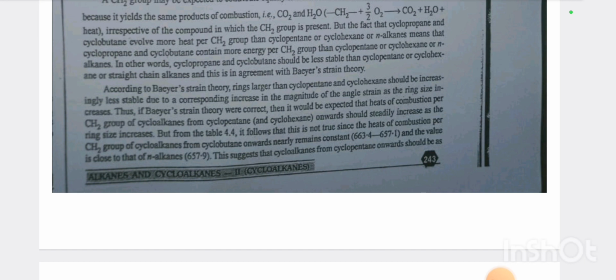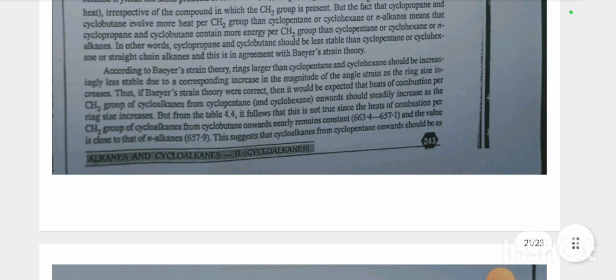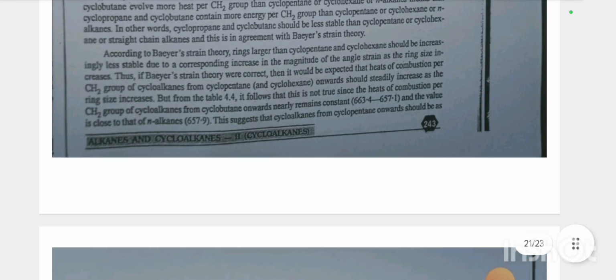According to Baeyer's strain theory, rings larger than cyclopentane and cyclohexane should be increasingly less stable due to a corresponding increase in the magnitude of angle strain as the ring size increases. Thus, if Baeyer's strain theory were correct, then it would be expected that the heat of combustion per CH2 group of cycloalkanes from cyclopentane onward should steadily increase as the ring size increases.